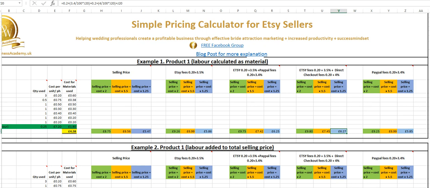And here, the last one is a calculation that includes PayPal fees only on top of your selling price. So let's say you just want to send an invoice to your customer, a PayPal invoice, and you don't need to account for all of these Etsy fees. And you can just send them an invoice at one of these prices.